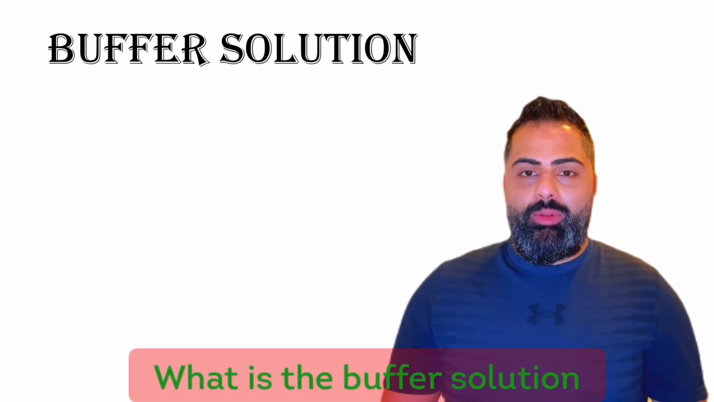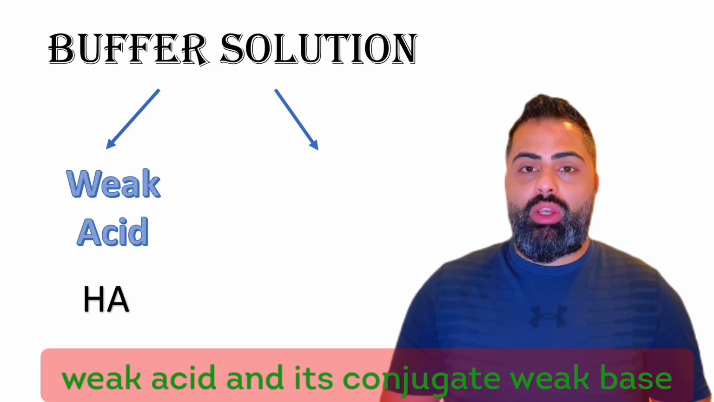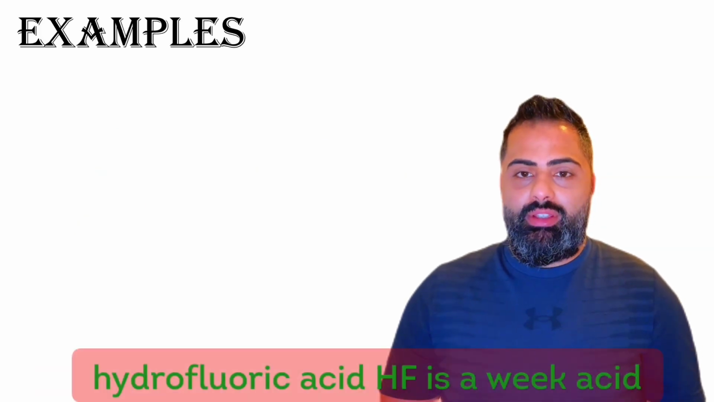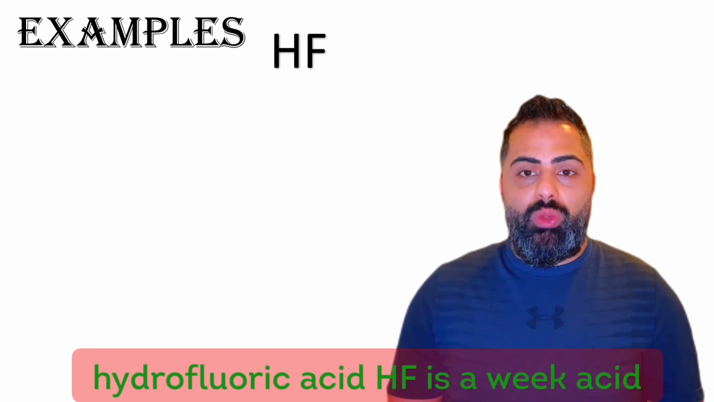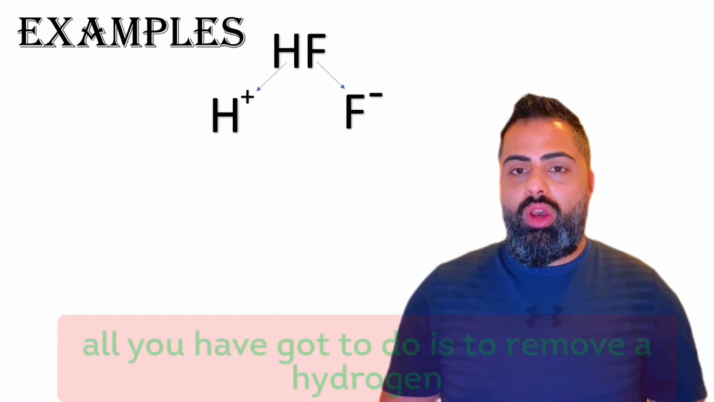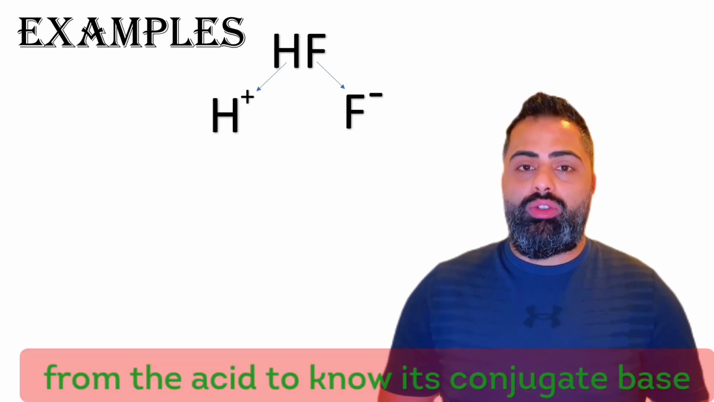What is the buffer solution? Buffer solution is mainly composed of a weak acid and its conjugate weak base. Let me give you some examples of that. Hydrofluoric acid, HF, is a weak acid. The conjugate base of HF is fluoride. All you have got to do is remove a hydrogen from the acid to know its conjugate base.